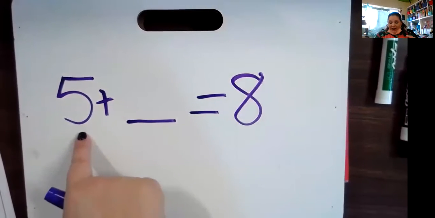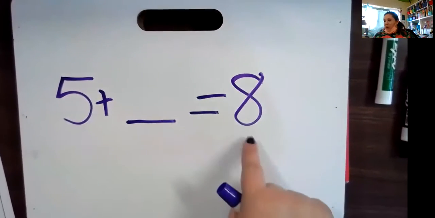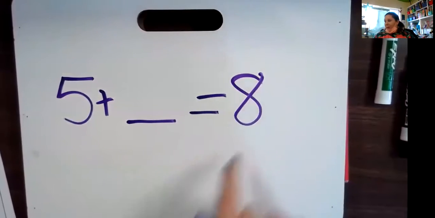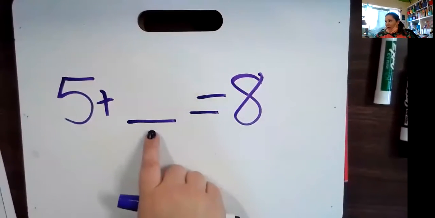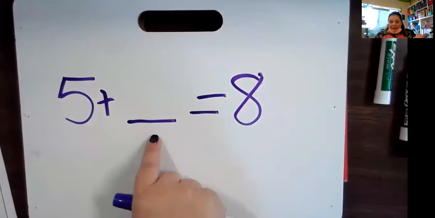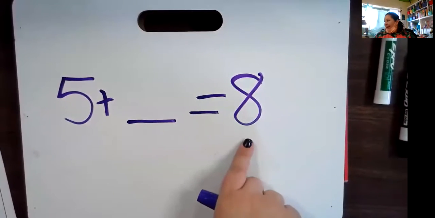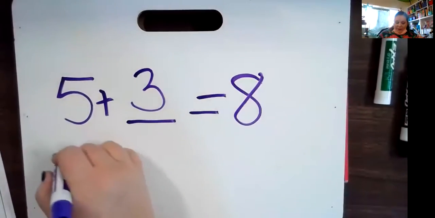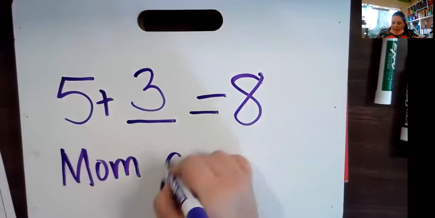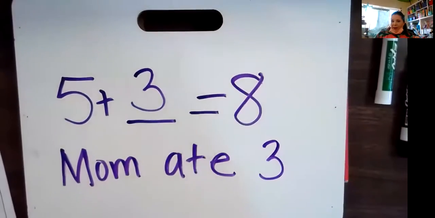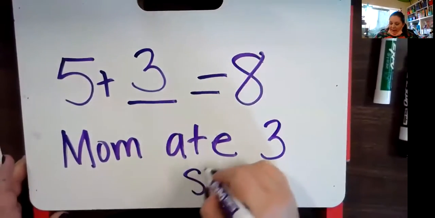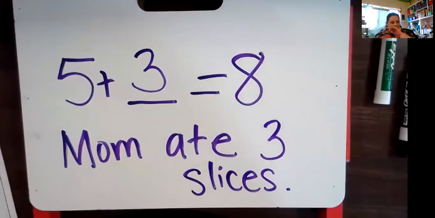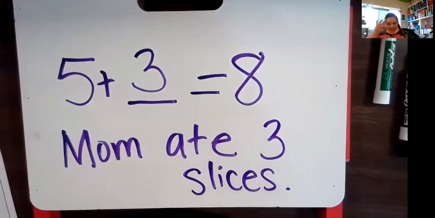So my brother and I ate 5, mom ate some for a total of 8 slices. What do we need to know? We need to know how many mom ate. Okay, so what would we add to 5 in order to get 8? 3. So what would our answer be? Mom ate 3 slices. Oh, I said pieces. That's okay, but it makes it easier if we use the same words that are in the math problem, right? Does that make sense?